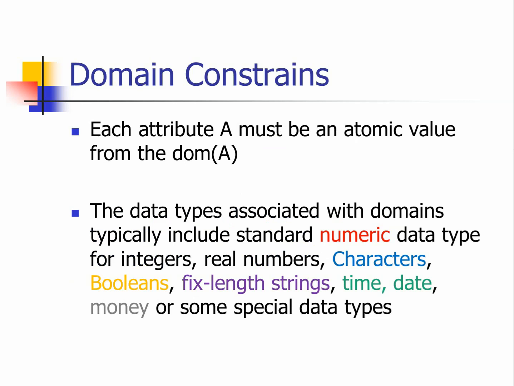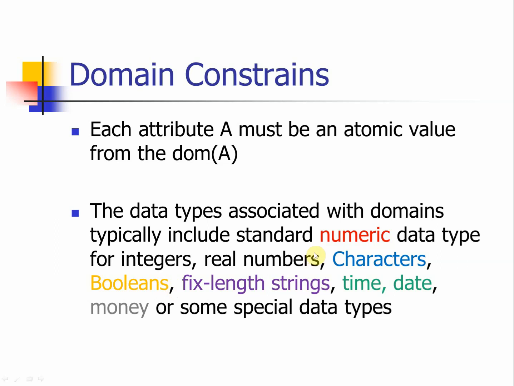So the data type associated with the domain typically includes the basic data types that we understand in our programming languages. They include numerical data types for integers, real numbers, decimal numbers, floating numbers, precise numbers. Those are the numbers or data types that we understand. It can also be characters. It can be Boolean, it can be fixed length strings, time, date, money, etc.